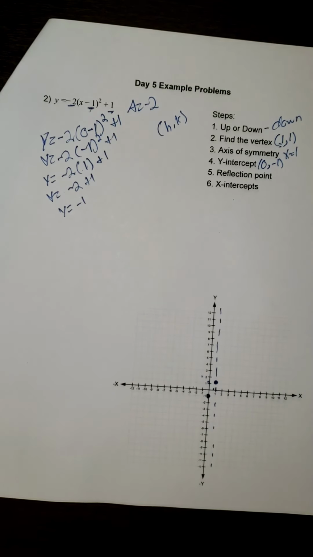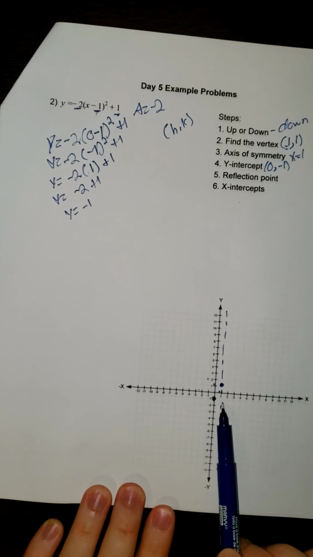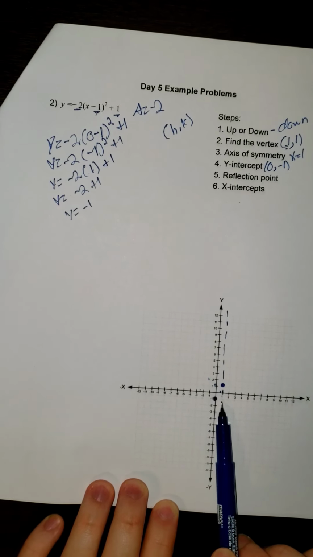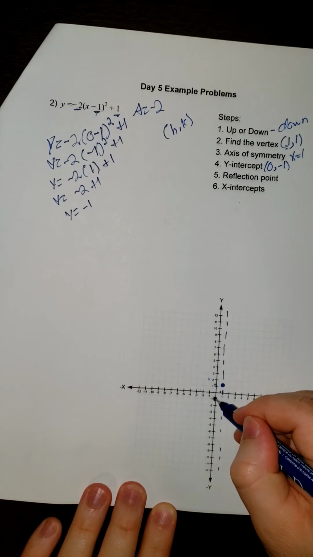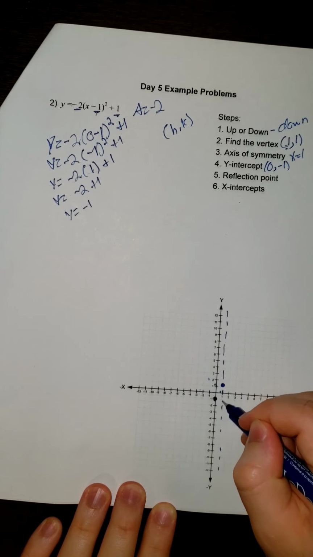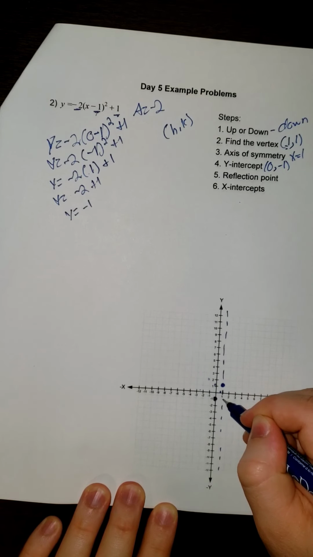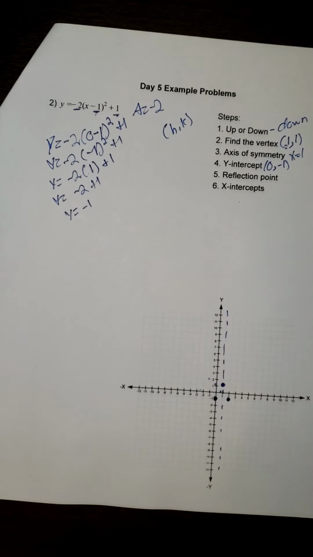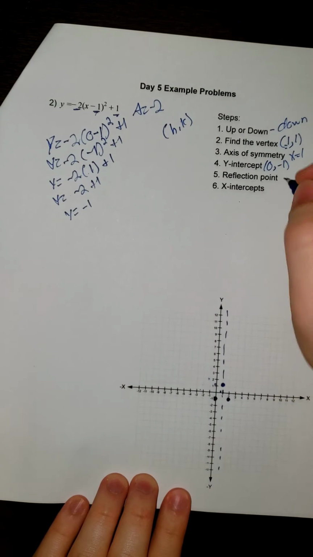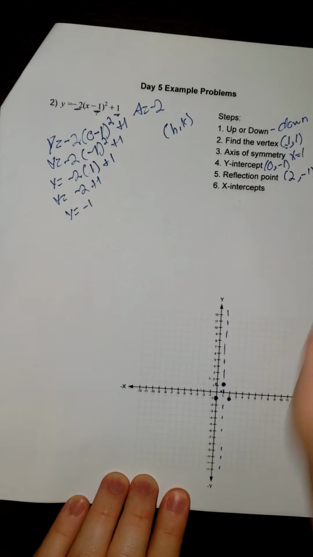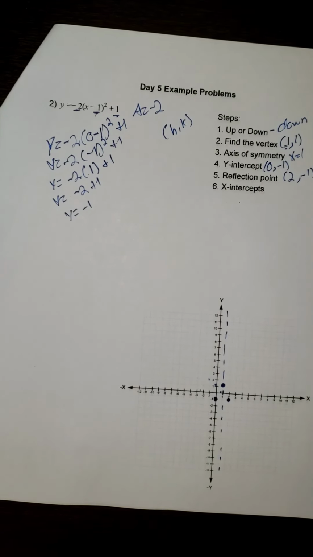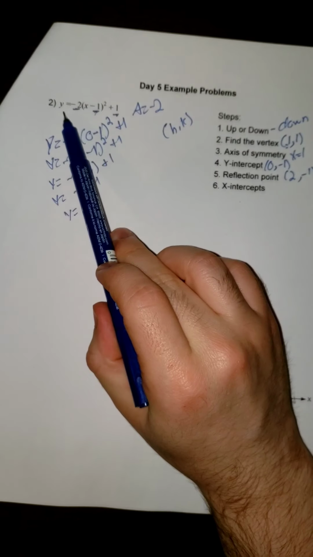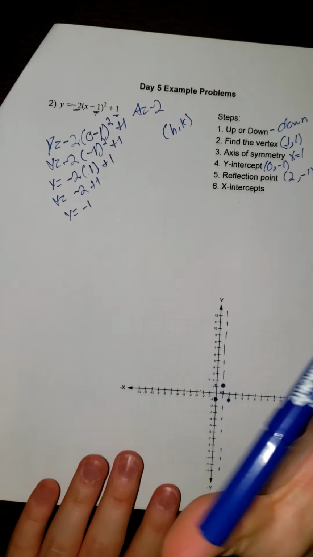The reflective point, remember you just count from the y-intercept to the axis of symmetry, and then that same distance on the other side of the axis of symmetry. So from the y-intercept to the axis of symmetry is 1. So that means that there's going to be a point 1 away from the axis of symmetry, but on the other side. And then that point is at 2, negative 1. Finally, we want our x-intercepts. So plug 0 in for y, solve for x.